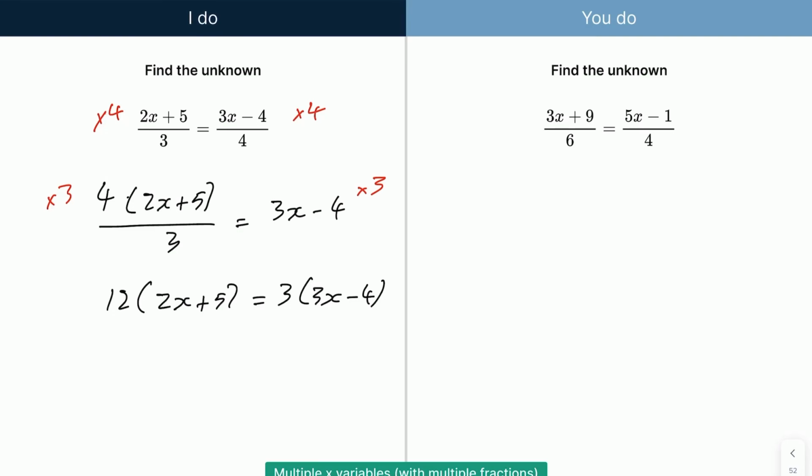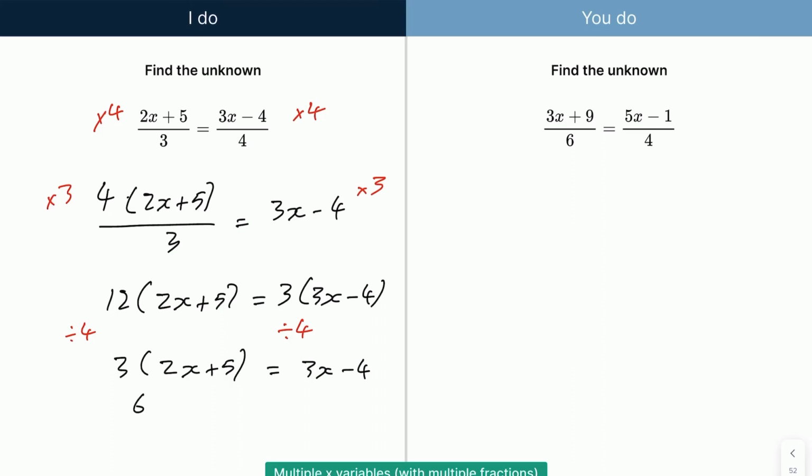And now I can see if I divide each side by 3, I can make my life a little bit easier, because this and this are divisible by each other. So you can now expand it out if you wanted to and solve it from there, but I can make my life a little bit easier because I can simplify the numbers. So if I divide each side by 4, what that does is this becomes 3 bracket 2x plus 5, and this just becomes 3x minus 4.